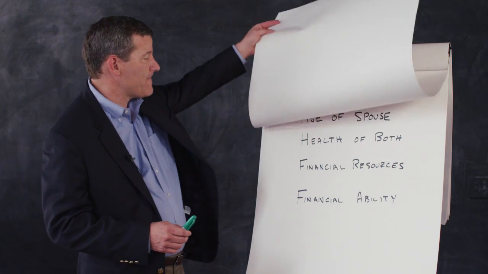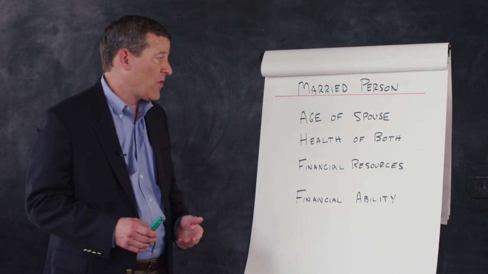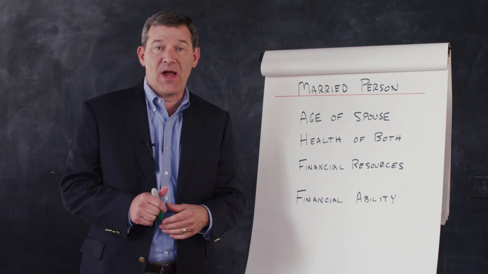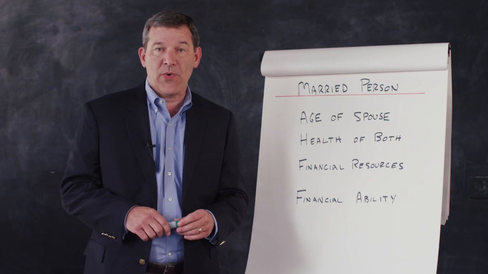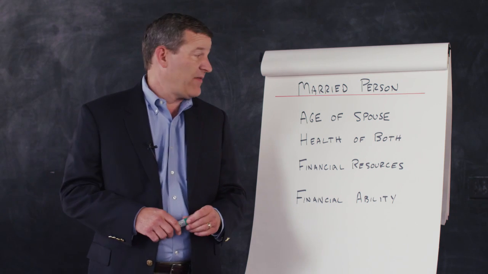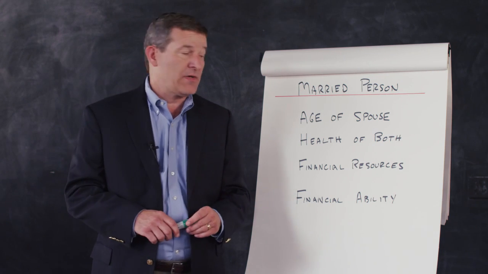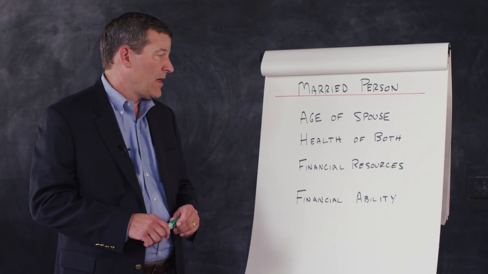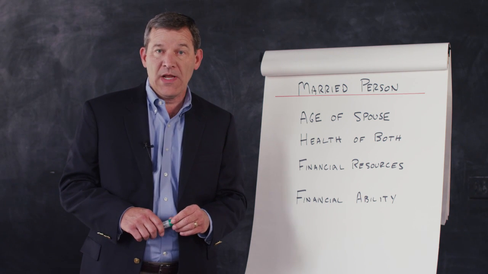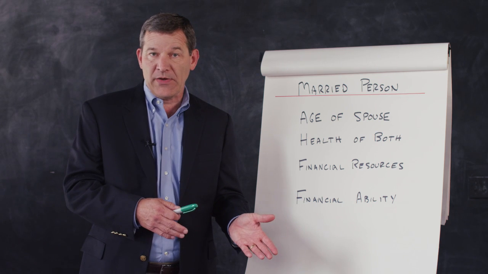So what do we do then? Of course, the age of your spouse. If your spouse was substantially younger, you would want to take the joint life annuity because that young spouse hopefully would live a lot of years and enjoy that $1,500 a month payment. Clearly, the health of both spouses is critical. You could take the 10-year guaranteed payment.